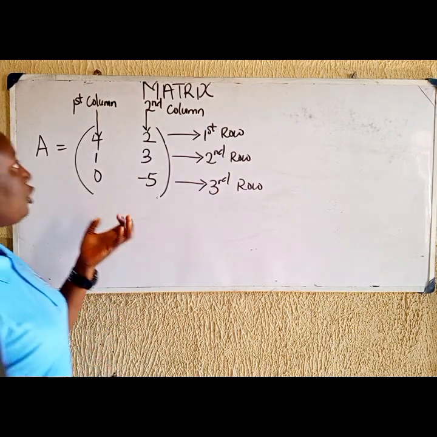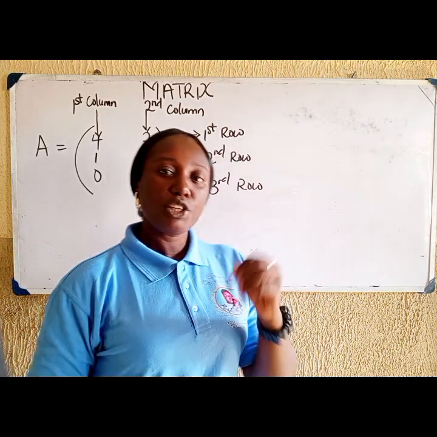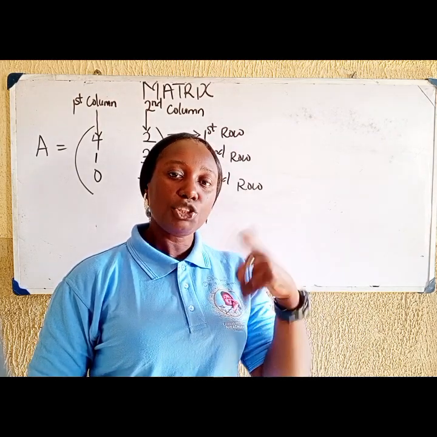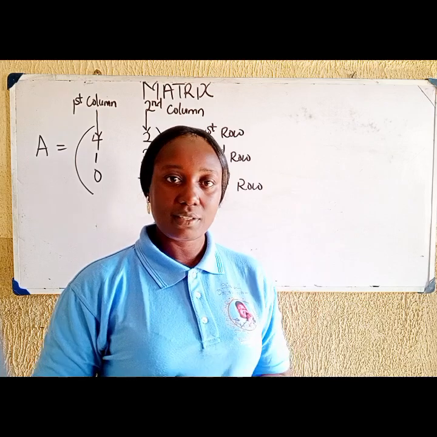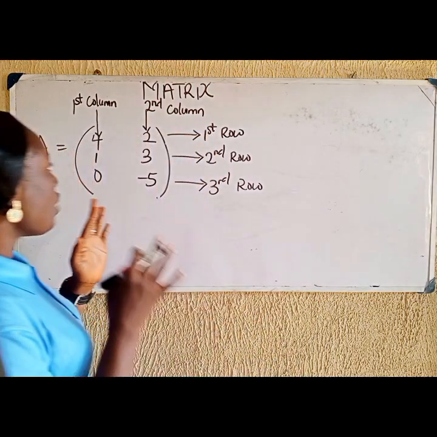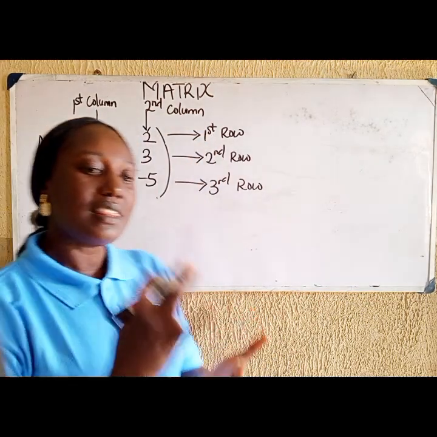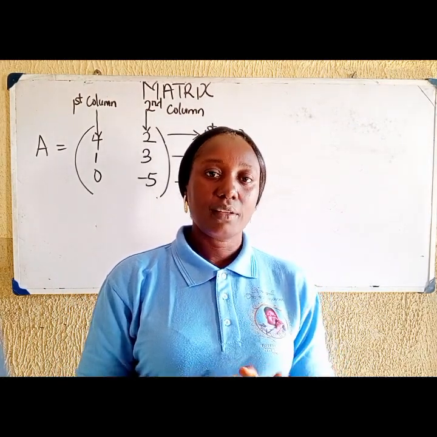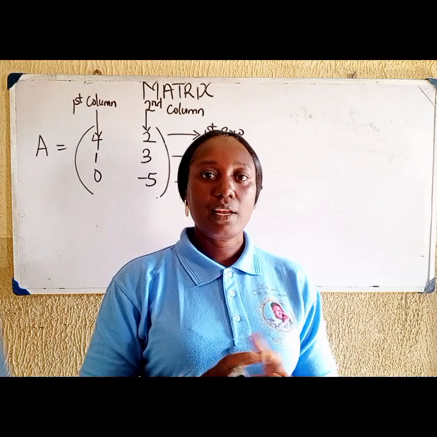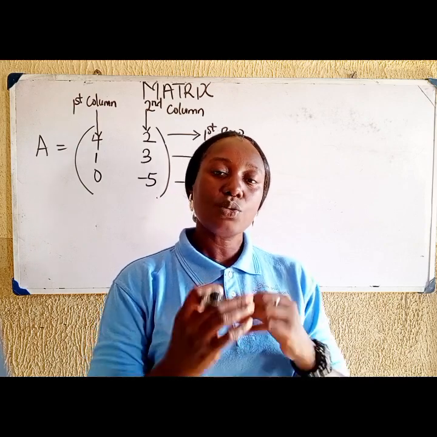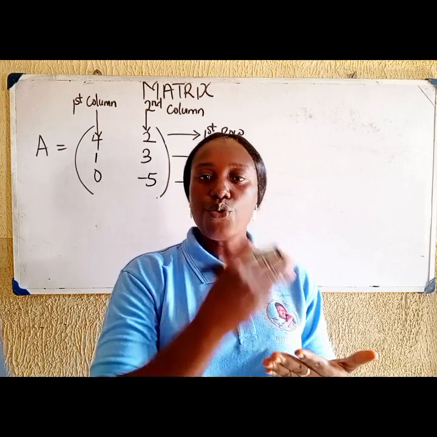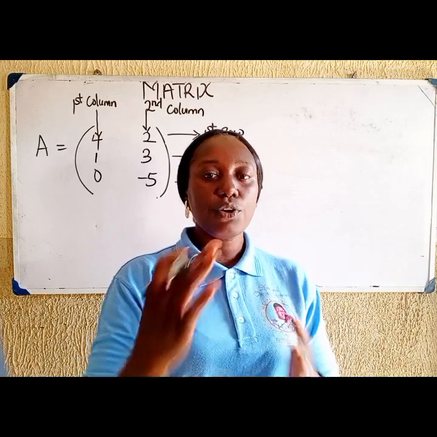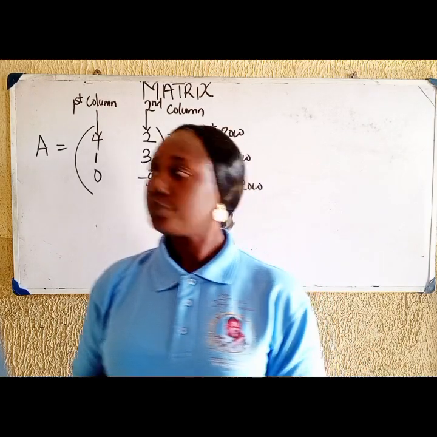Now, the plural of matrix is what? Matrices. Now we are going to see how to name a matrix. You can call it the order of a matrix. Let's know how to name it. We are going to name it based on the rows and columns. Rows will come first, followed by the columns.